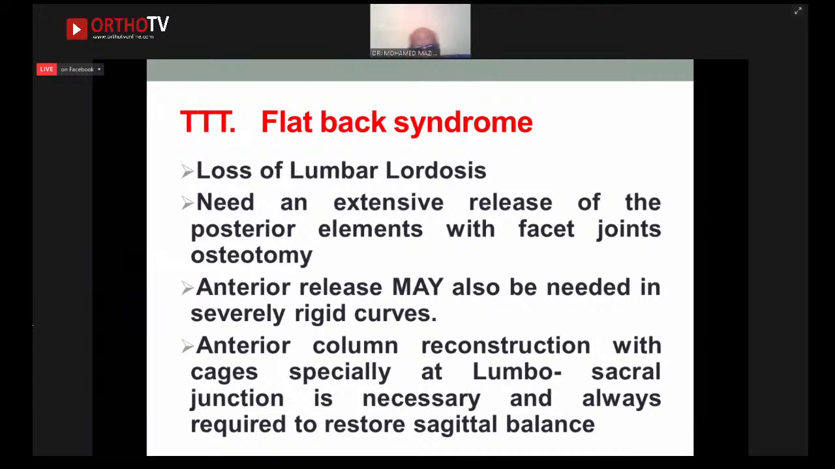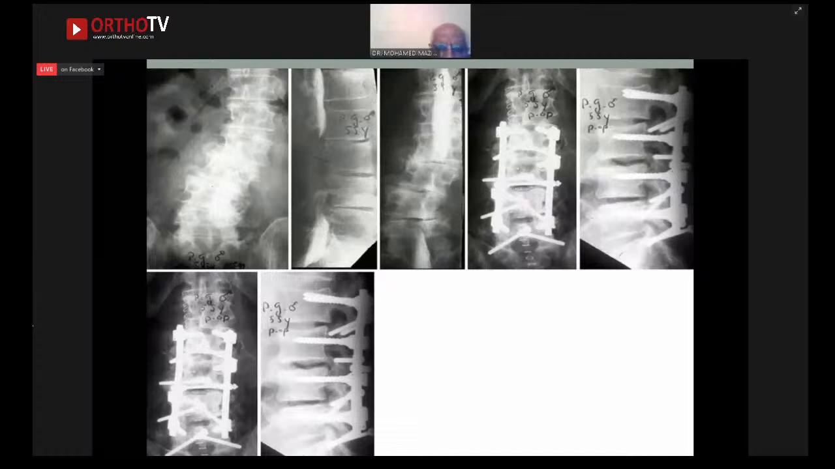If you get a patient with flat back syndrome with scoliosis and degenerative scoliosis in the lower part of the spine, you need an extensive release of the posterior elements with facet joint osteotomy. We may have to do anterior release also and anterior column resection with cage, especially at the lumbosacral junction, which is necessary to create the lumbar lordosis at L5-S1. This is an example of the flat back. Selective segmental osteotomy.